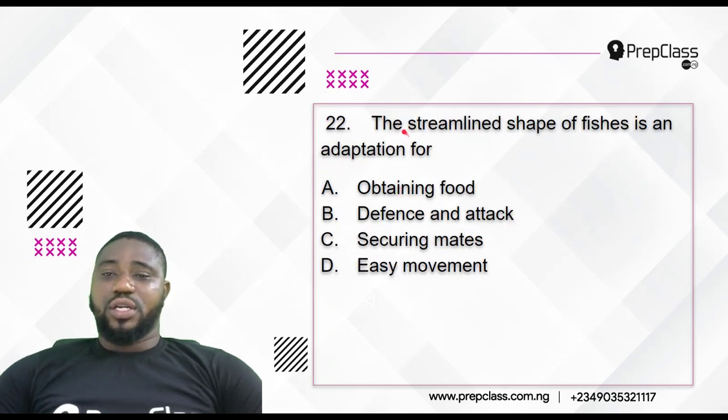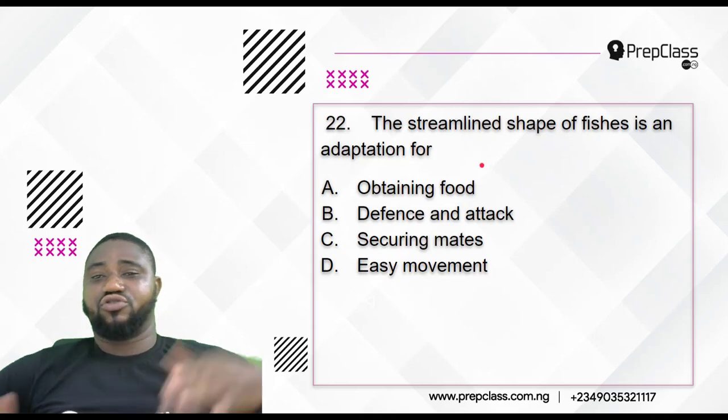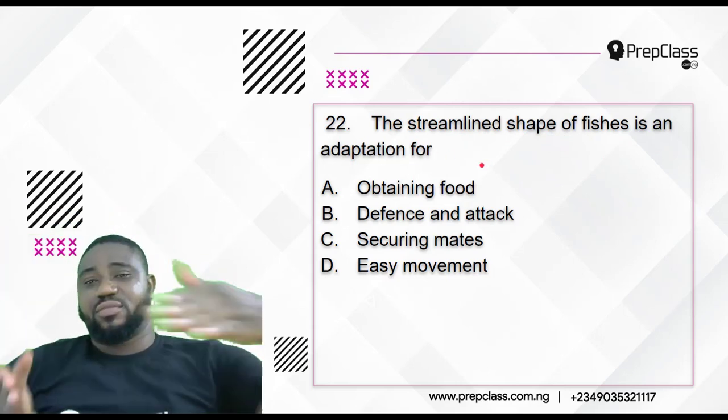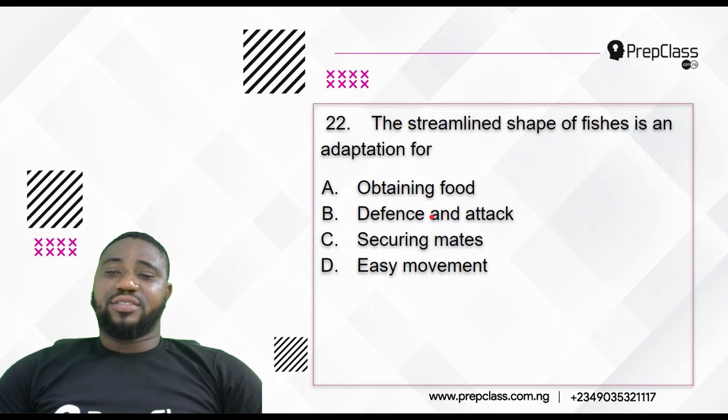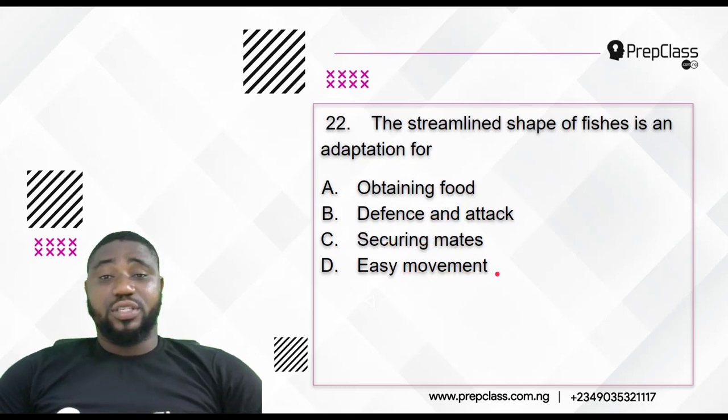Question 22. The streamlined shape of fishes is an adaptation for what? Is it defense? Is it attack? Is it securing mates? Is it easy movement? Of course, it is easy movement.